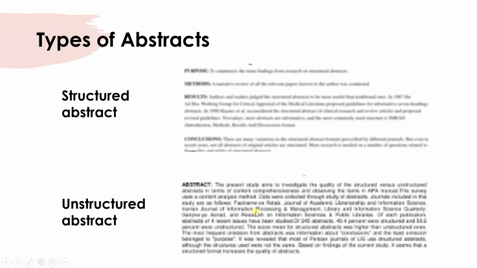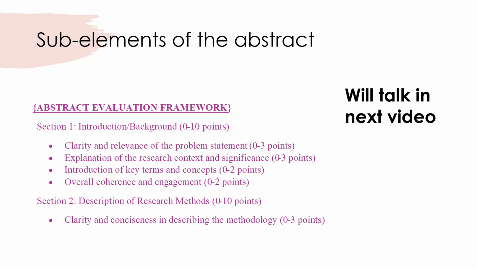And the second type is you write it in free form, conventional form, in a paragraph. Whichever method you are using, structured or unstructured, you have to follow this six rule framework or model. Then what could be the sub-elements of each section? For example, what the introduction and background information should have, and what we should write in the research method. The sub-elements of each of these sections are also necessary to understand, and for that we will talk in our next video.